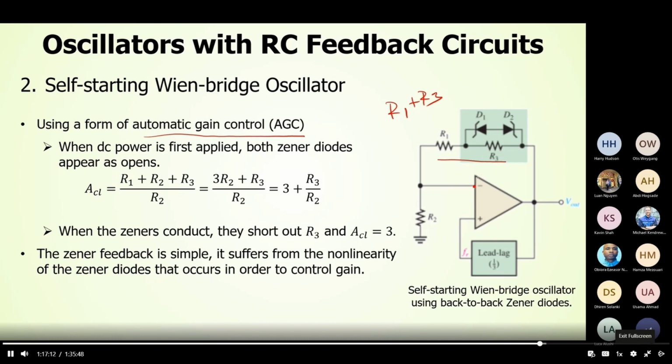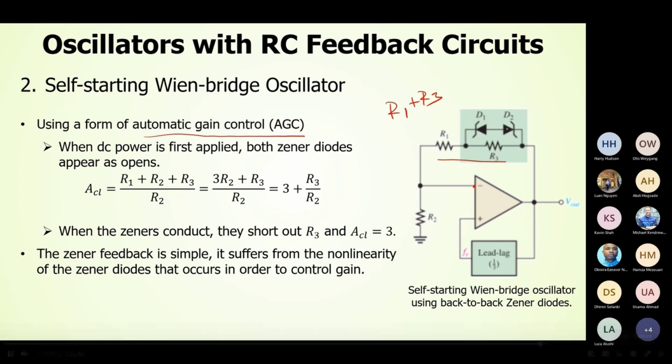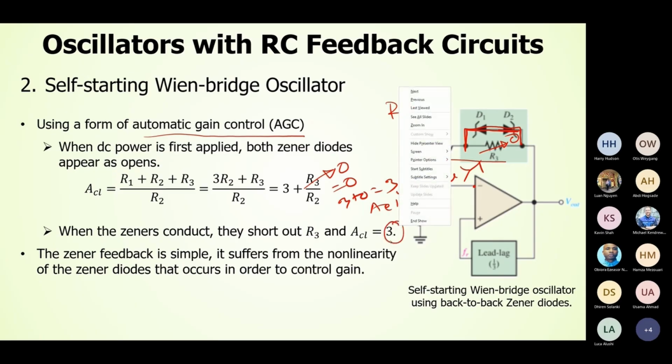Now, once the voltage reaches the steady state value, then what will happen? This Zener diode will start to conduct. Once the Zener diode starts to conduct, this path is on. This is a short circuit then. So when you parallel a short circuit with a resistor, what will be the value of the resistor? It will also become 0. So when you reach the steady state, this R3 will become 0. So 0 by R2 is 0, and 3 plus 0 equals 3. So initially your ACL is greater than 3 or your overall gain greater than 1. But once you reach the steady state value, your gain will become 1 or ACL equal 3.